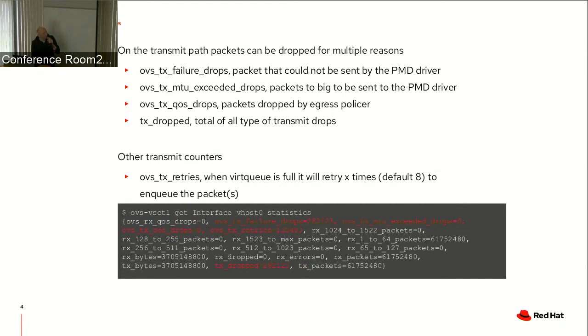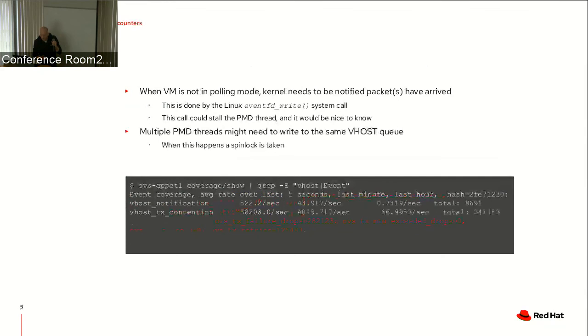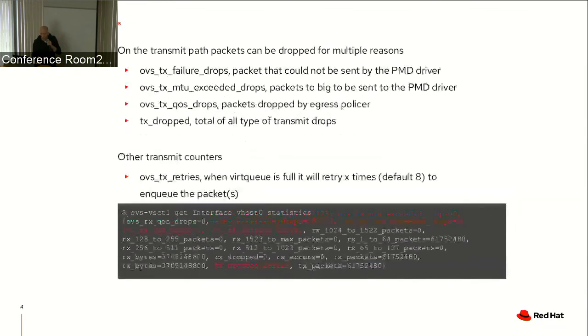So if you see that counter increment, you probably have to look at your virtual machine, how it's dimensioned, by reading the queue. So you might maybe add more queues or more CPUs to your virtual machine, because if you see this, it's probably not OVS related. It's related to your virtual machine not keeping up.